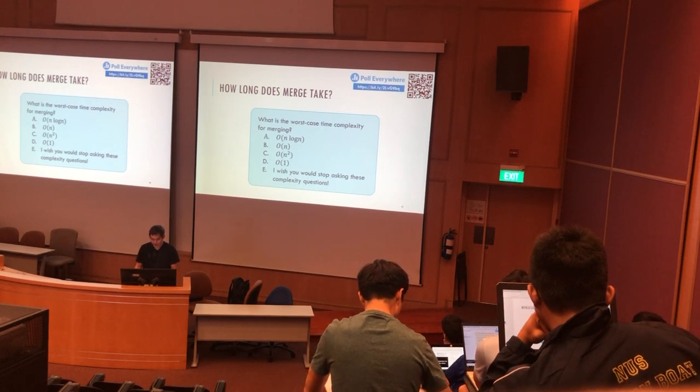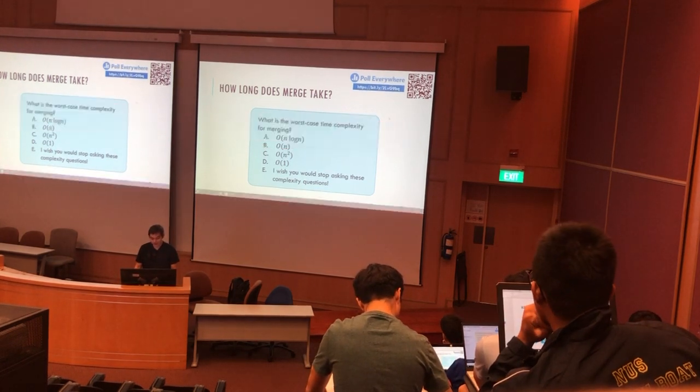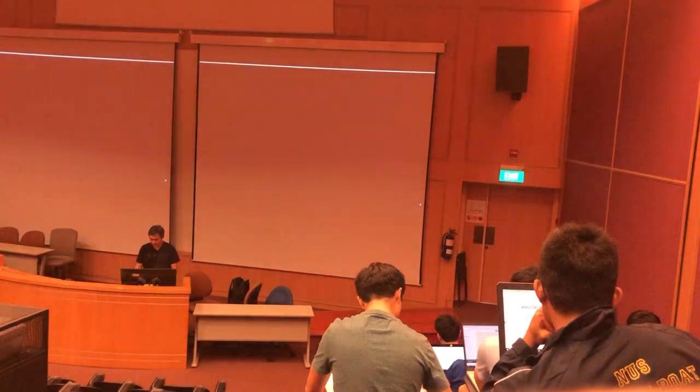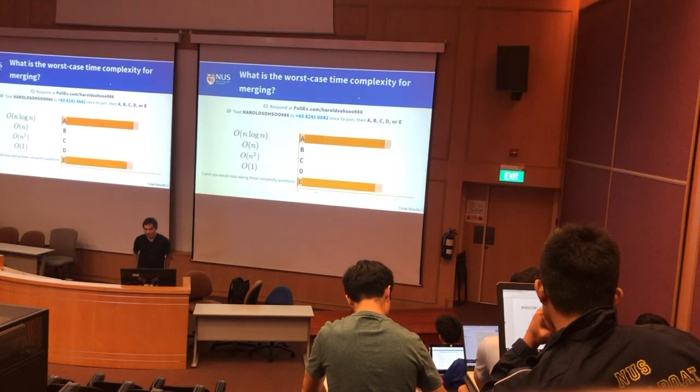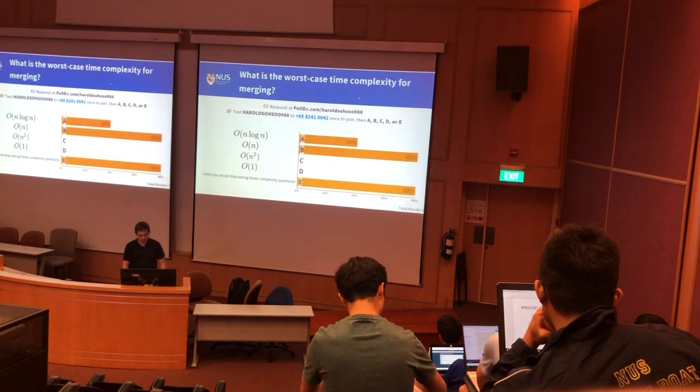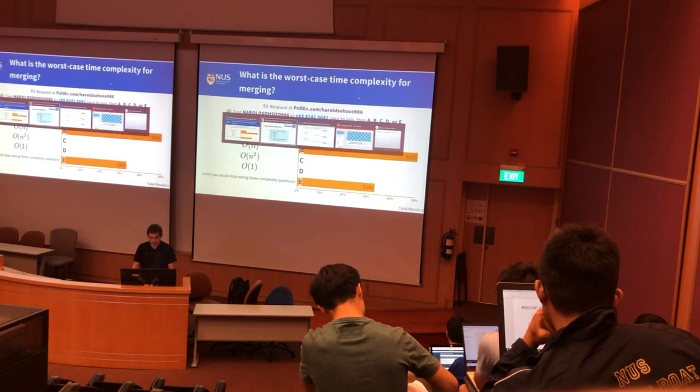We should stop asking all these complexity questions. So which do you think it is? Okay, so look through the algorithm. What is the worst case time complexity for merging?